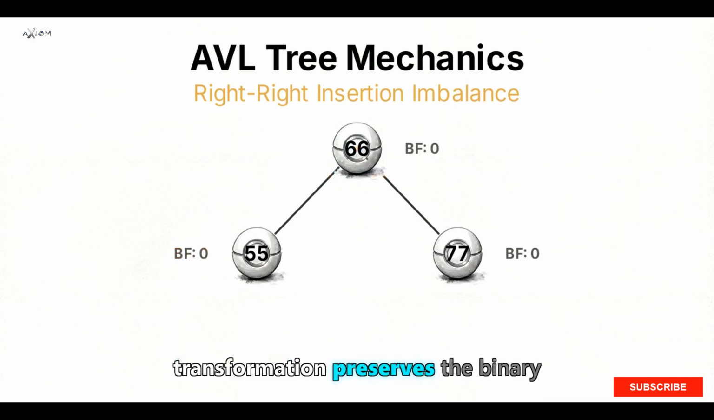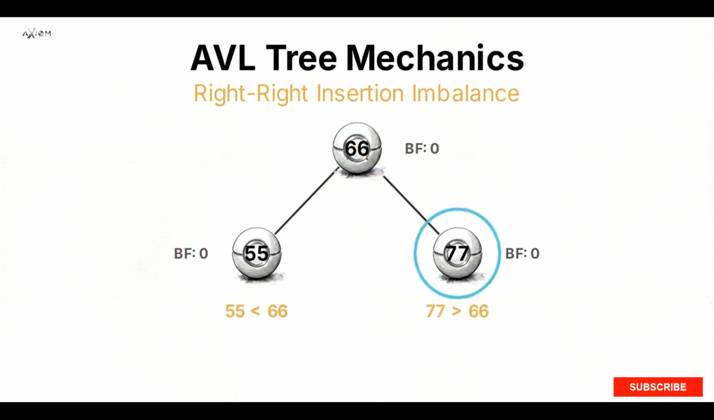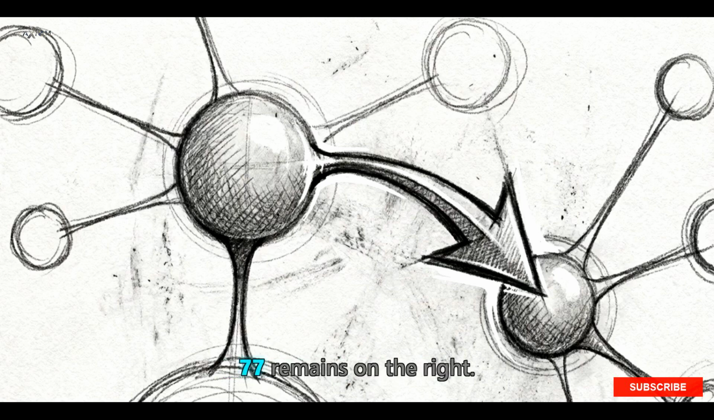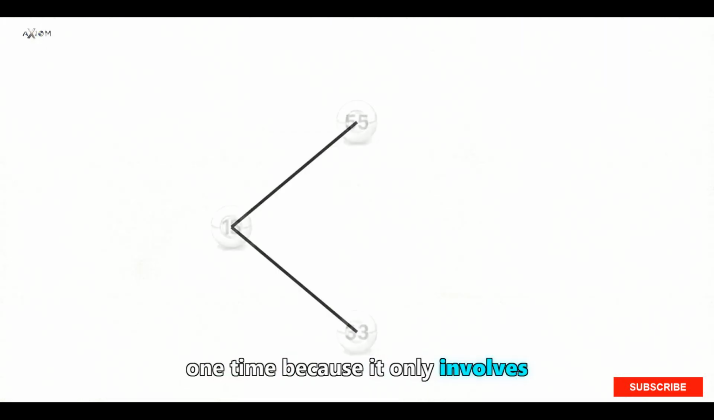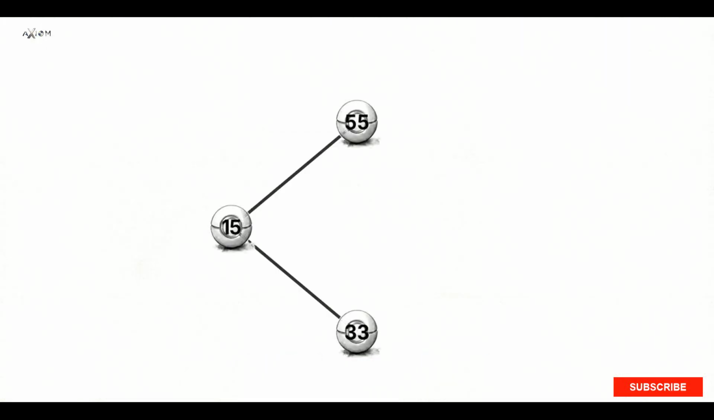This transformation preserves the binary search tree sorting rule. 55 is smaller than 66, so it sits correctly on the left while 77 remains on the right. A single rotation is the mechanical bridge to the mathematical invariant. It requires only O of 1 time because it only involves shifting local pointers. A single rotation cannot resolve every state.